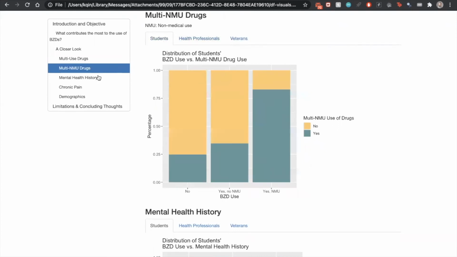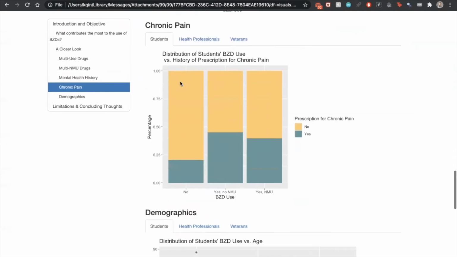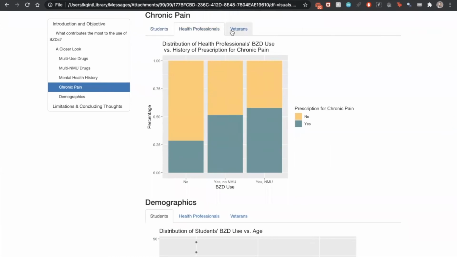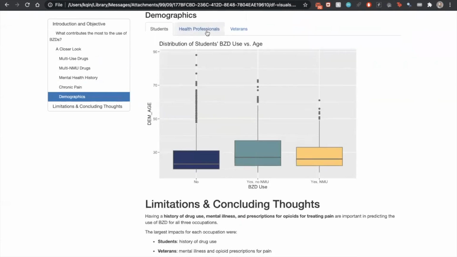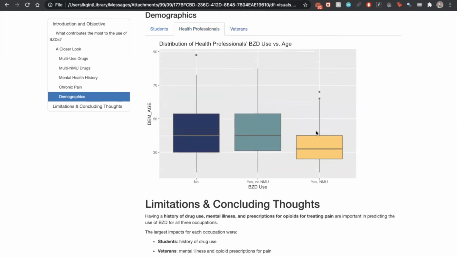For mental health histories, participants with mental health histories have higher instances of using BZD. For chronic pain, veterans have the largest proportion of BZD use given a history of prescriptions of opioids for chronic pain, followed by health professionals. And lastly, age is significant for veterans, with more younger participants having a history of non-medical use of BZDs. Health professionals also show a similar pattern, but not as distinct.